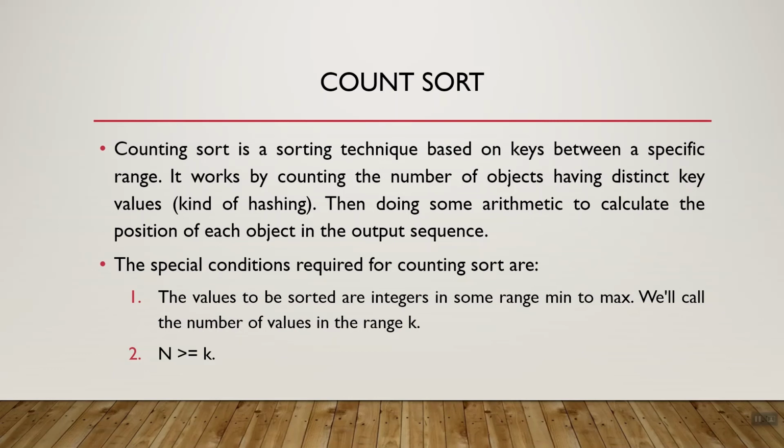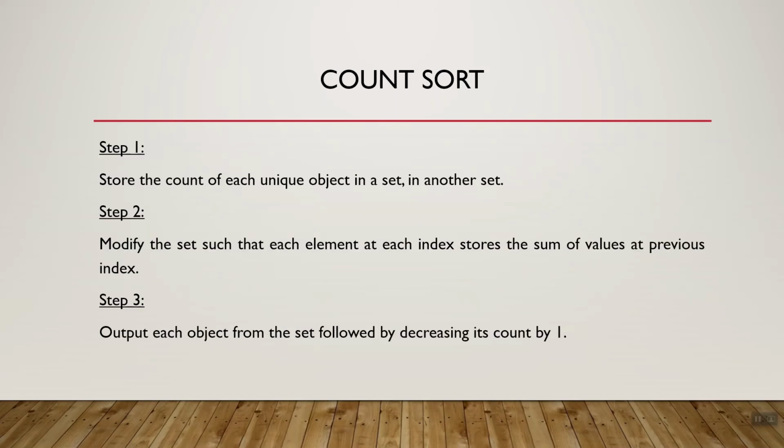The special conditions required for counting sort are: number one, the values to be sorted must be integers in some range from minimum to maximum. We can call this the number of values in the range k. Number two, the total number of elements in the data structure must be greater than or equal to the range k. Here's a stepwise implementation of how counting sort works.